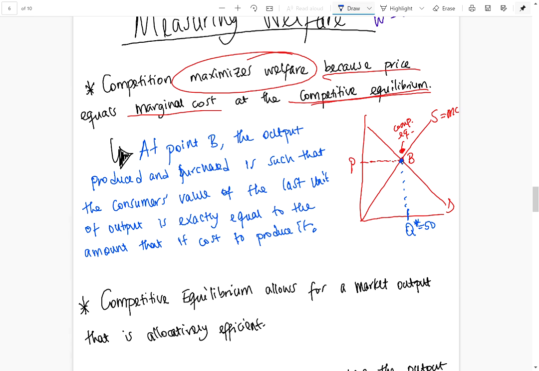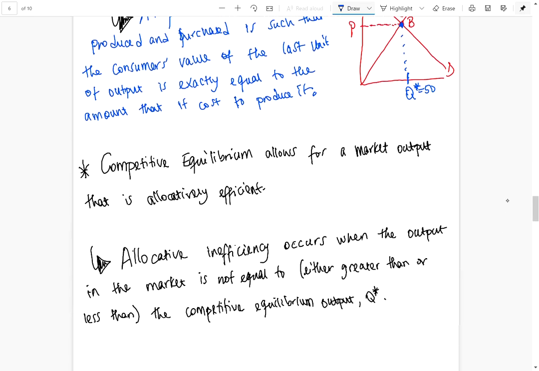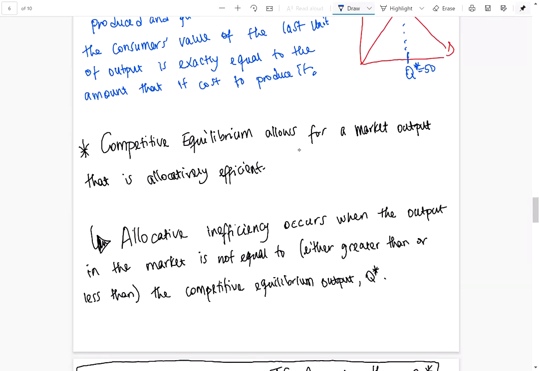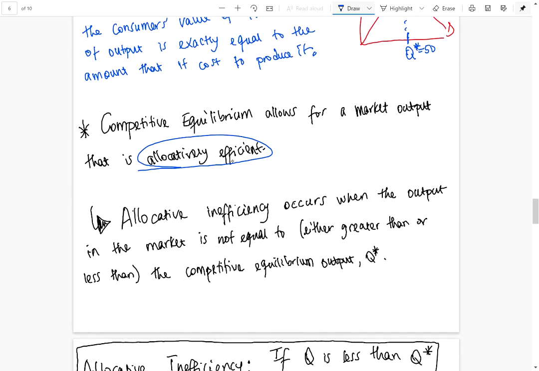Because both the producer and the consumer are experiencing the same level of gain at this last unit, our welfare in the entire economy is maximized. So we say that competitive equilibrium allows for market output that is allocatively efficient. This is extremely important. It's efficient because what is produced is equal to what is purchased. In fact, what people want to produce is equal to what people want to purchase.